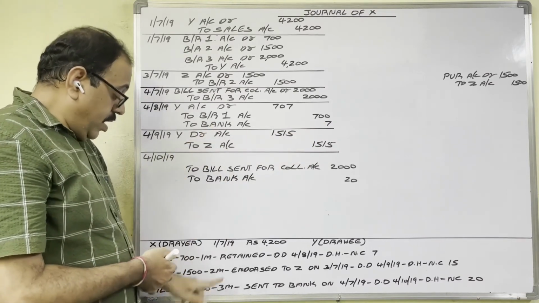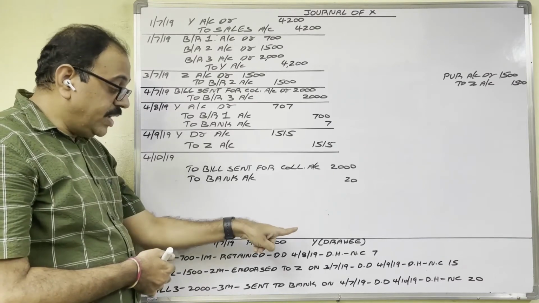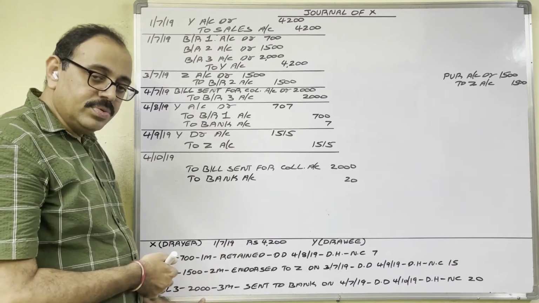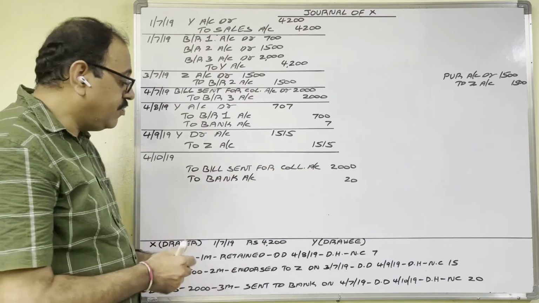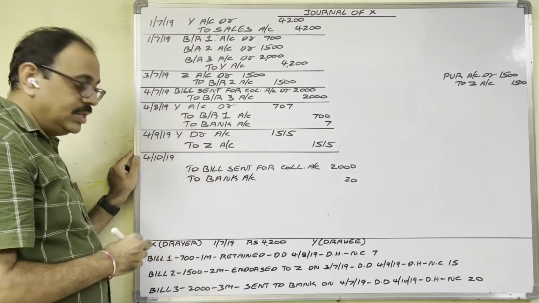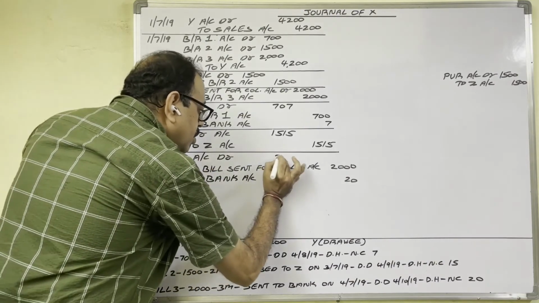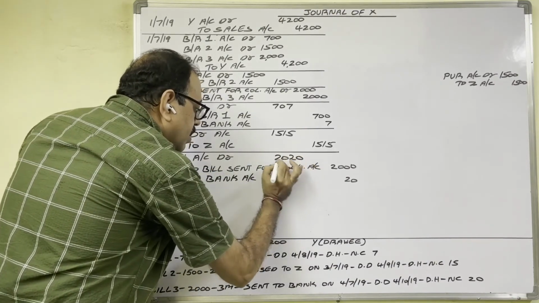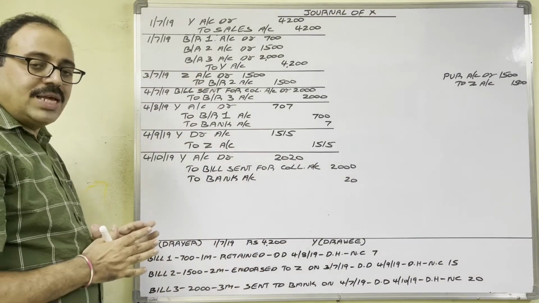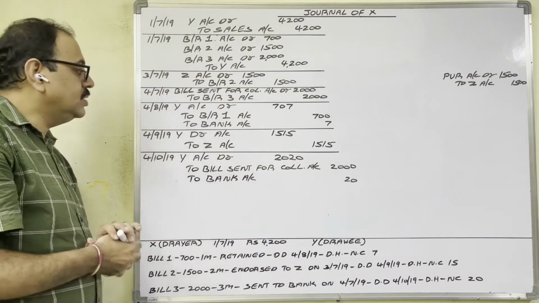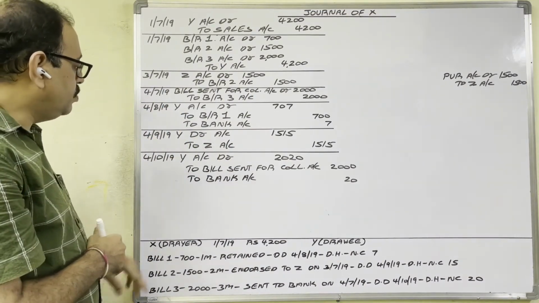And again, Y becomes a debtor for this amount, no? So, Y is a debtor for 2020 rupees. Therefore, Y account I should debit with 2020. So, what is the effect of all these entries? See, dishonor entries you observe.